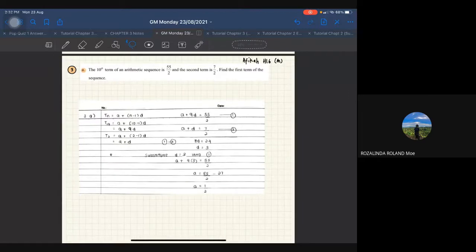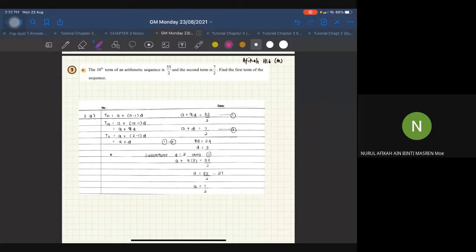Okay. Jom kita start. So soalan 3A adalah daripada H16. So Afika, boleh start present? Assalamualaikum. Boleh dengar kah? Boleh.